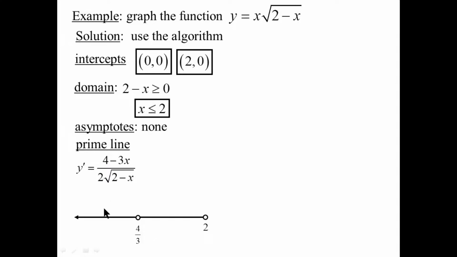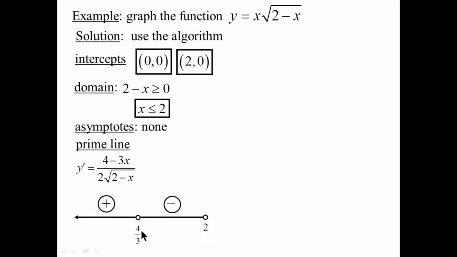This is our prime line, subbing in with something large and negative. The denominator is always positive. The numerator will be positive. Subbing in something greater than 4/3 as well, the denominator will definitely be positive, but it looks like the numerator will be negative because we're subbing in something greater than 4/3, like say 5/3. And if you subbed in 5/3 here, we'd have 4 minus 5, and that's negative, the denominator being positive.